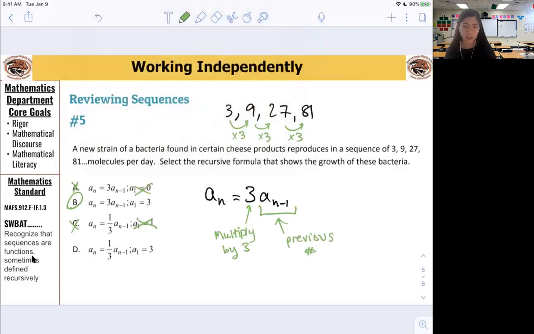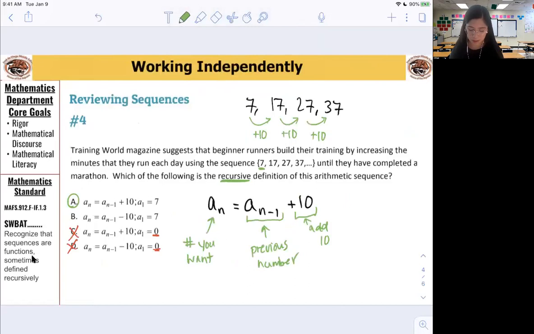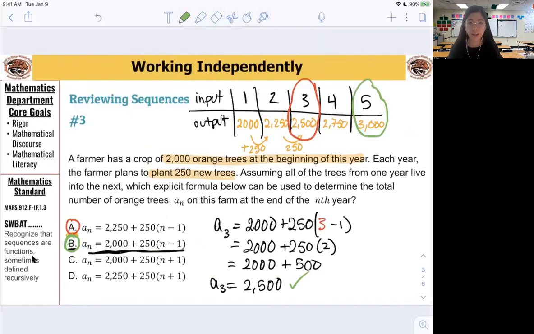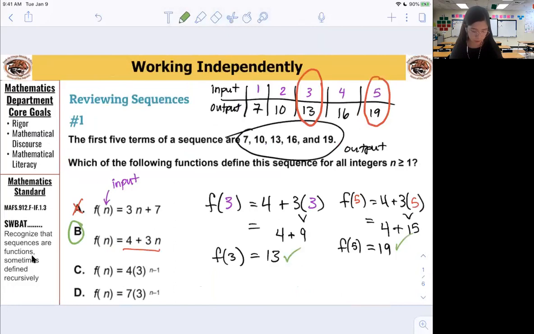Whereas D isn't telling me to multiply the previous number by 3, it's telling me to divide the previous number by 3 because it has a fraction. Fraction means division. So D was basically telling us the opposite. So those are my 5 problems for sequences. There's 2 strategies. For a recursive rule, we try to read the rule and see what it's telling us and see if it matches, just like these 2 problems. For an explicit rule, we plug in a number and see if it matches with the values in our table. So those are the 2 strategies we're going to use for sequences.